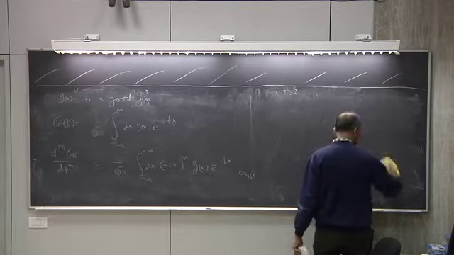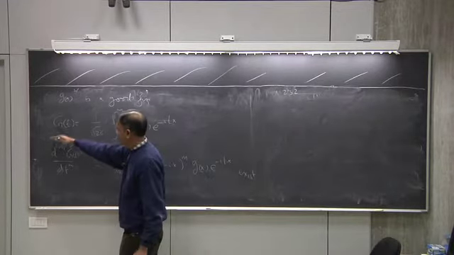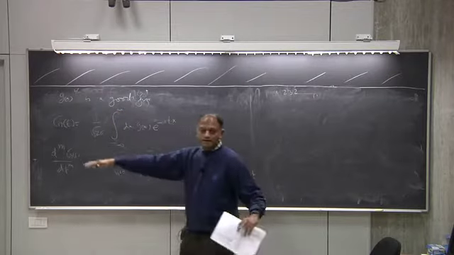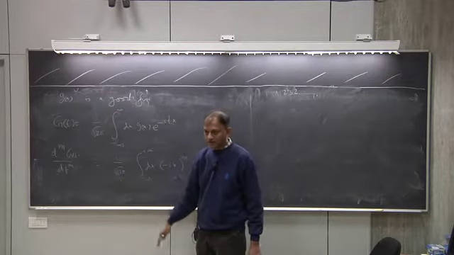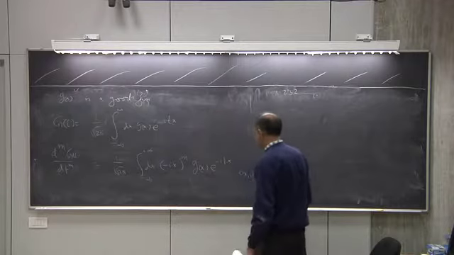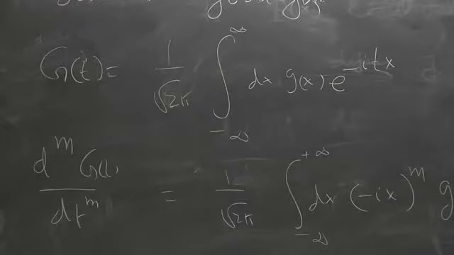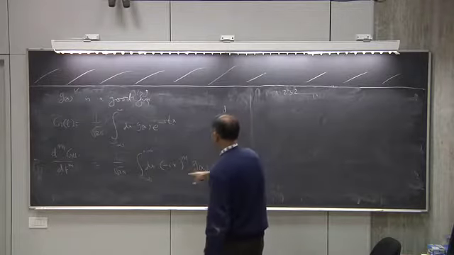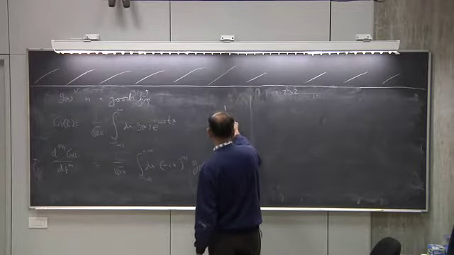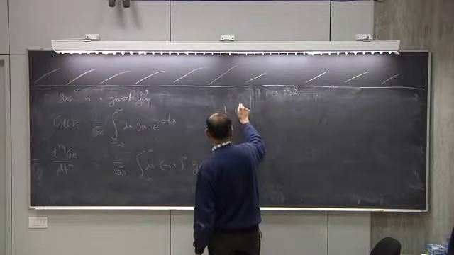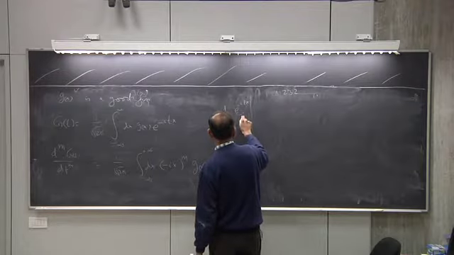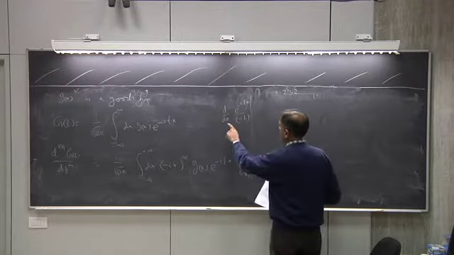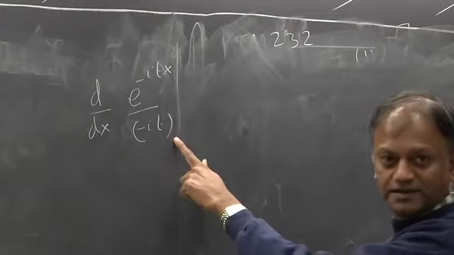But now we want to prove that this g of t, in fact not just g of t but any derivative, also goes to 0 faster than any power law. So we want to prove that. To do this, let's use this trick. There's an integral here. I can write this e to the minus itx as d by dx of e to the minus itx divided by minus it, right?